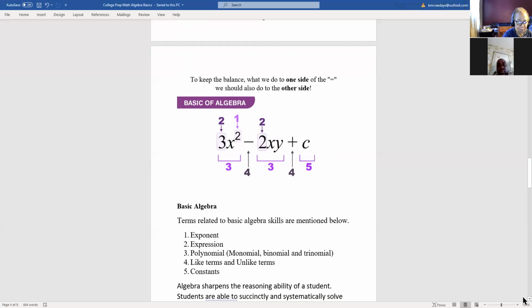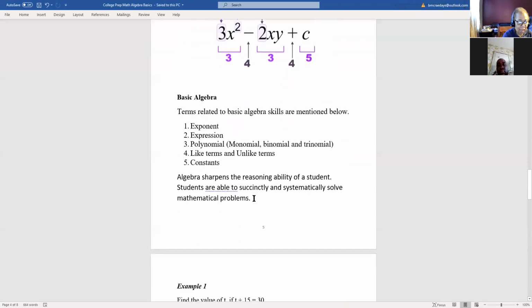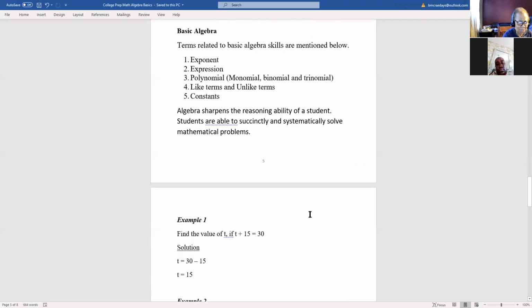Now you ask, why do we use algebra? This is very important because it helps you in other subjects. Algebra sharpens the reasoning ability of a student. Students are able to succinctly, that means clearly, and systematically, using a system, solve mathematical problems. So people say, why do I take algebra? I don't use algebra in my work, but algebra really transcends to other things that you do in life. It translates basic math, and it helps you reason things out.